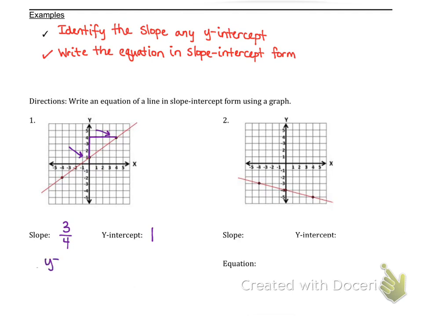Then we want to write our equation in slope-intercept form, which takes the form y equals mx plus b. So remember, the slope is your m value, the y-intercept is your b value. So you're going to write y equals 3/4 x plus 1.